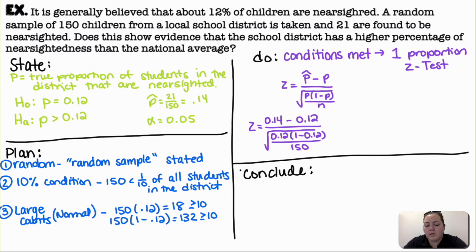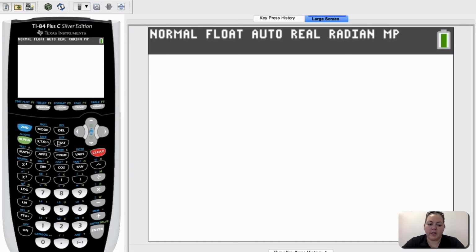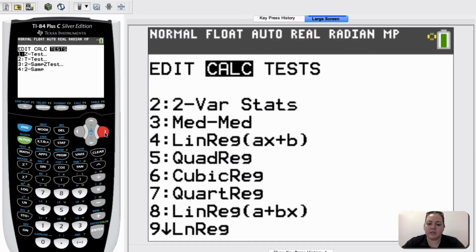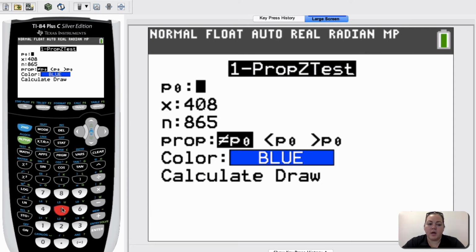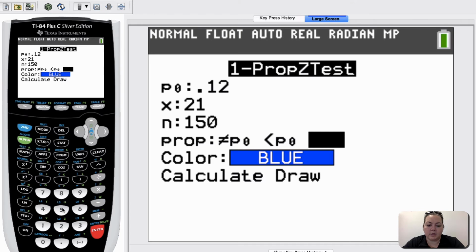From here I could plug that in, or I can use my calculator. Here's what this would look like in your calculator. We go to stat, then over to test. We're doing a 1 proportion z test, which is option 5 here. P naught is what we set our null hypothesis to, so that was 0.12. X is how many successes we had, which was 21 students nearsighted. N is the sample size, which was 150. We were doing a greater than test, so I'm going to pick that last option with the greater than sign, and hit calculate.